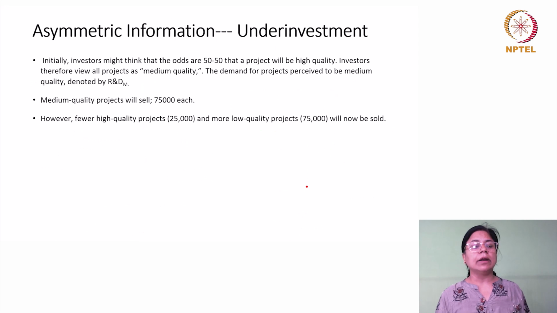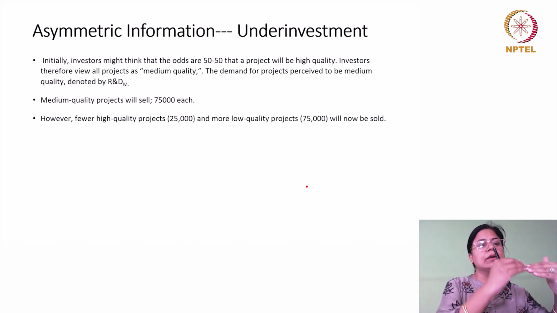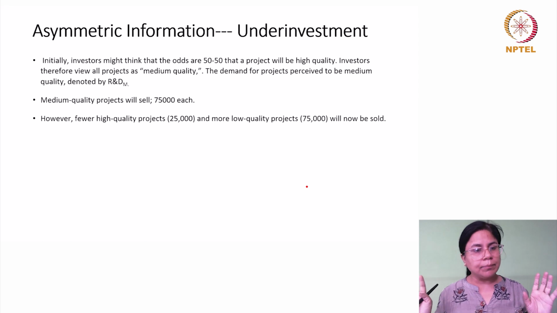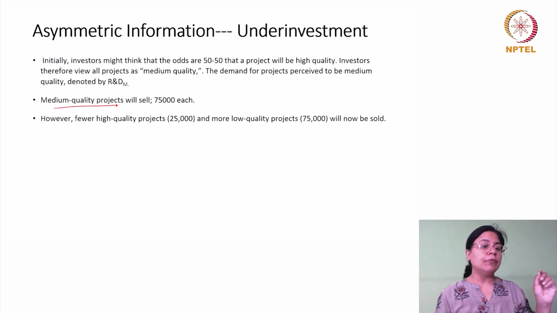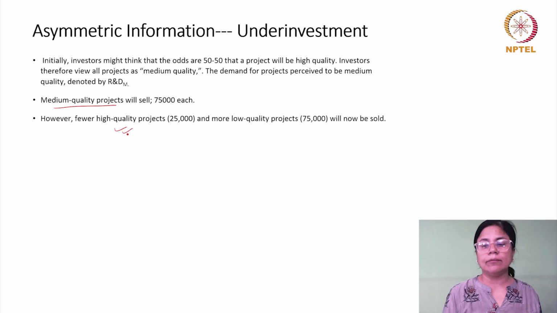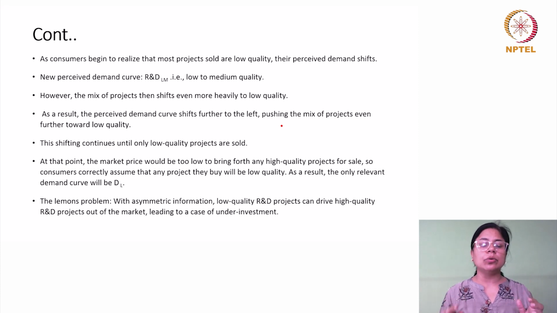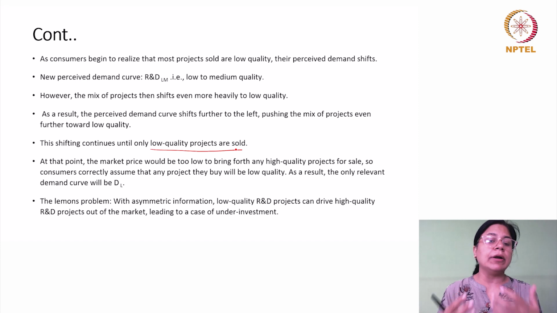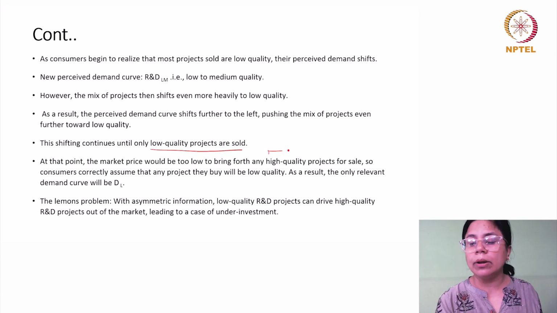So what is happening is that because of the perception that the investor has with respect to the quality of the project, for the low quality the demand is shifted up towards the medium, whereas for the high it is shifted lower towards the medium. The ultimate impact is that in the market more medium quality projects are now available. That means fewer high quality and more low quality are available. This process will go on until the shift continues to a point where only low quality projects will be available and funded by the investor. At this point, the market price would be too low to bring forward people with high quality projects.